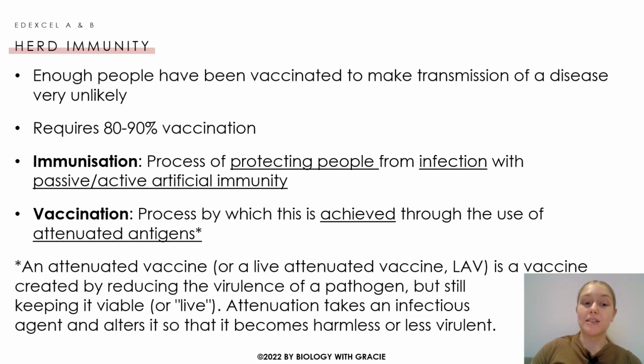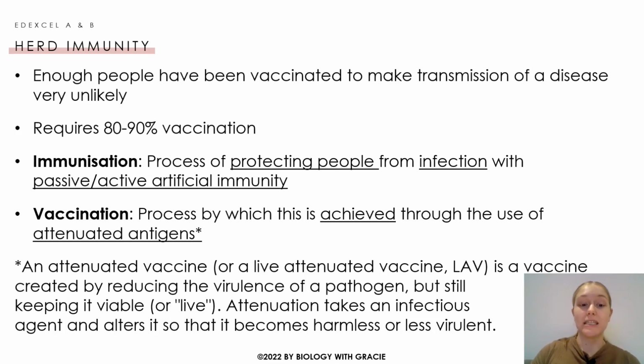So immunization and vaccination are usually used interchangeably, but they're actually two different key terms that you need to know. Immunization is the process of protecting people from infection with passive or active artificial immunity, whereas vaccination is the process by which this is achieved through the use of attenuated antigens.